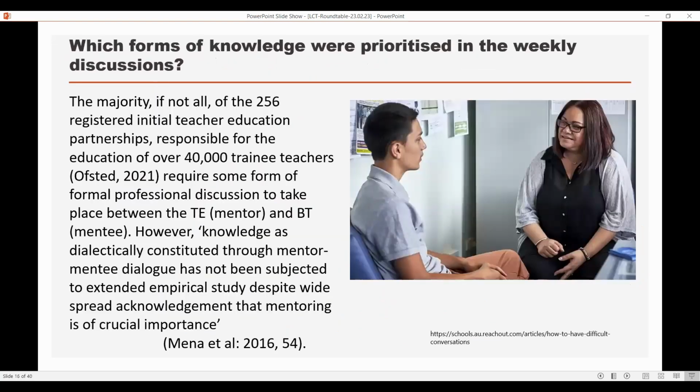So moving on to the weekly development meetings. The reason that I chose weekly development meetings to look at, a couple of reasons. One is that in the English context, there's something like 256 providers. Those providers are a mixture of HEIs and SCITTs.